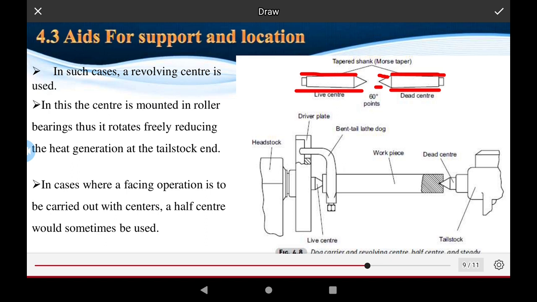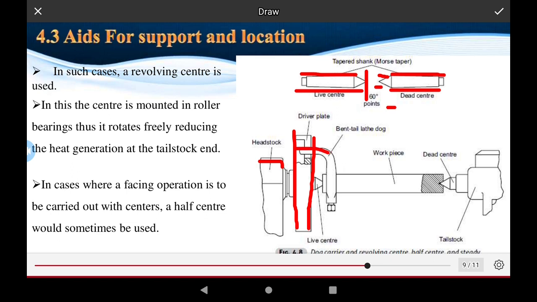This is the tapered angle. The tapered angle is 60 degrees. The live center means the headstock of the machine. The dead center is known as the tailstock of the machine, the tail part of the machine. And this is the drive plate. This is provided for the motion and driving of the head center of the machine, the headstock of the machine. The head provides the rotation of the chuck.